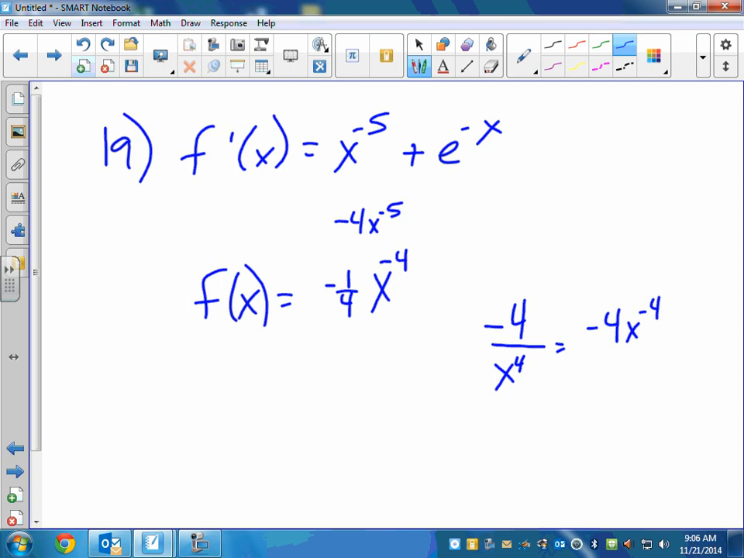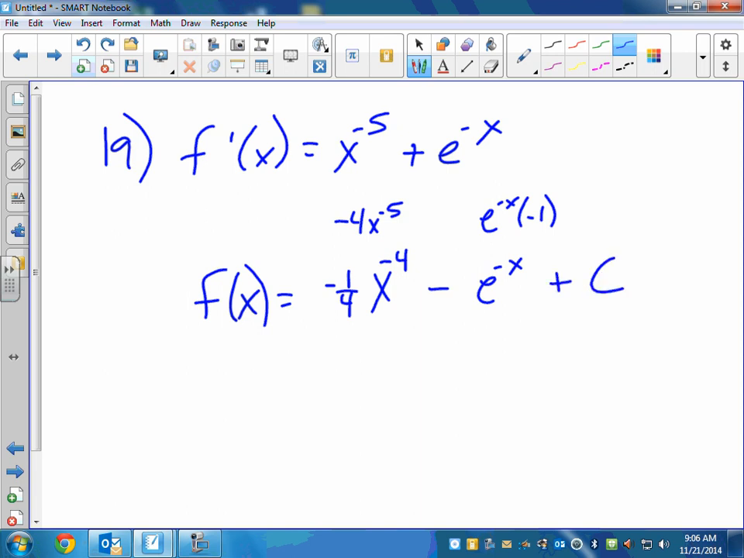So definitely, if I'm going backwards on this one, I have to have the e to the -x here, because the derivative of e to the u is e to the u times u prime. But again, think about, if I took the derivative of e to the -x, what would I get? I would get e to the -x times -1, right? But that's a plus sign, so what has to be here so that that's going to change to a plus sign? A minus. Don't forget to add c.